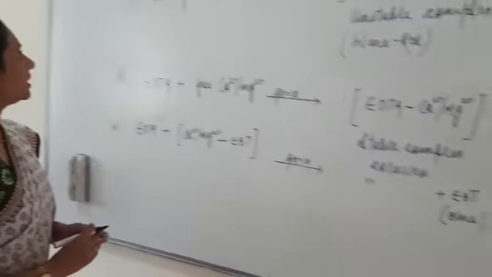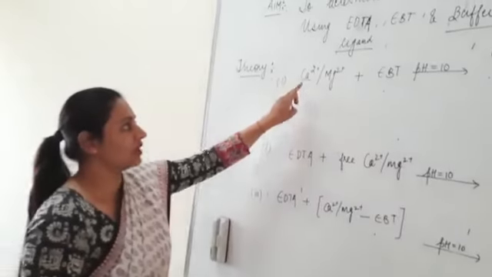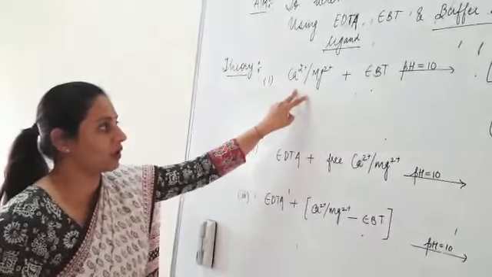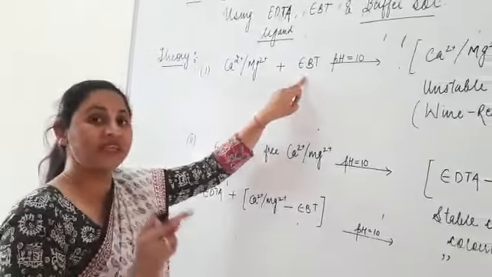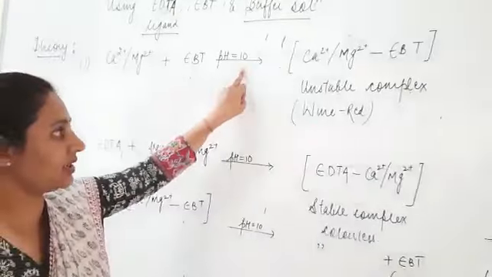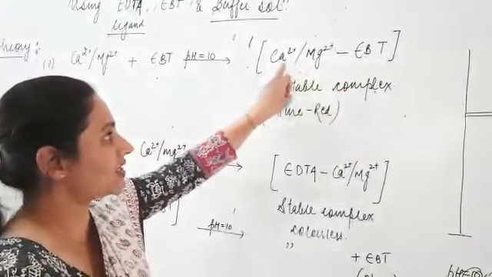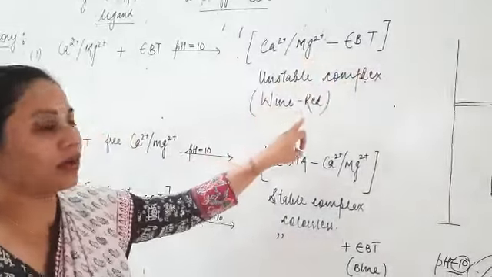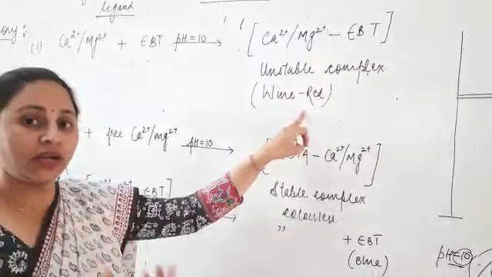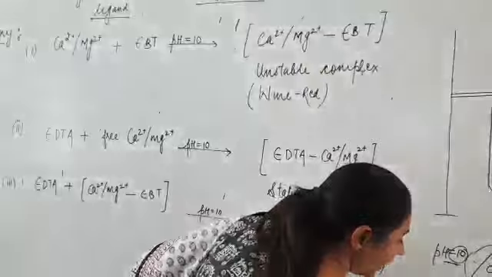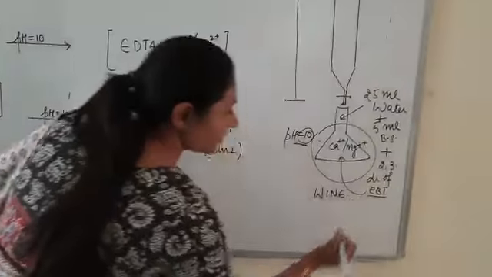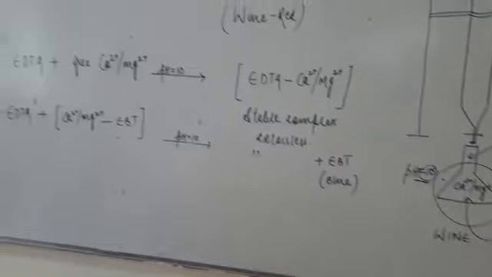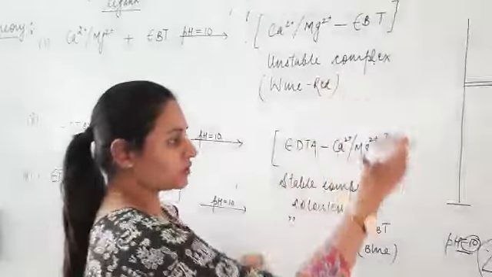So our first chemical change will be: free cations present in the water will form a complex with the indicator at pH 10. So this is the complex, calcium magnesium EBT. This complex has a wine red color. So our analyte before titration will show which color? Wine color.